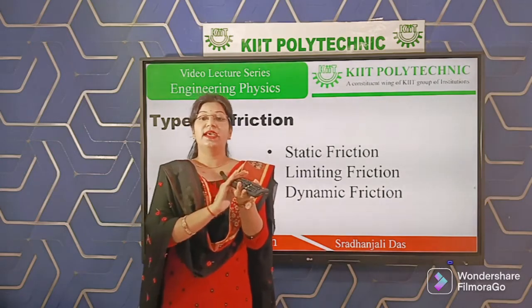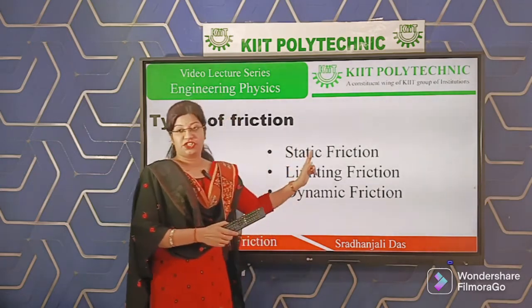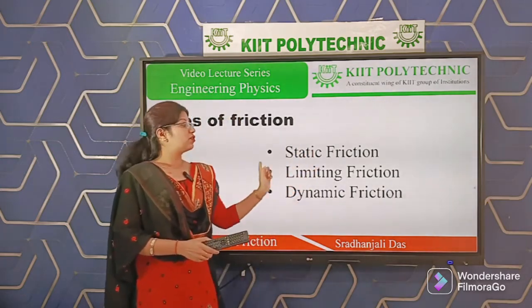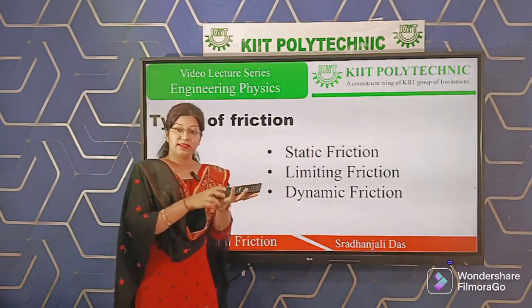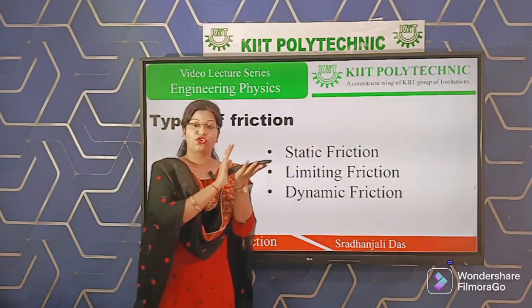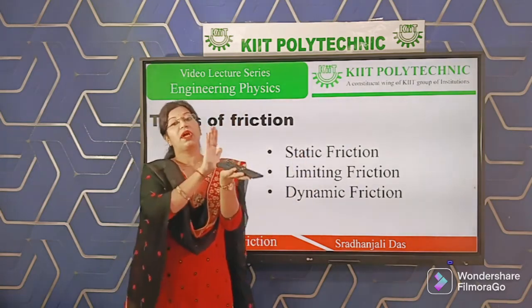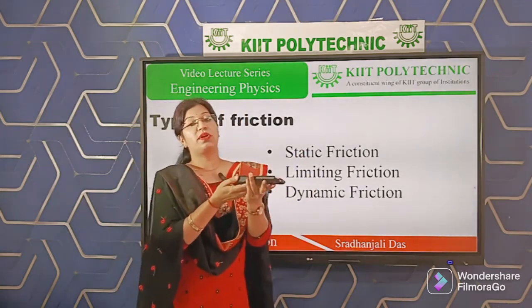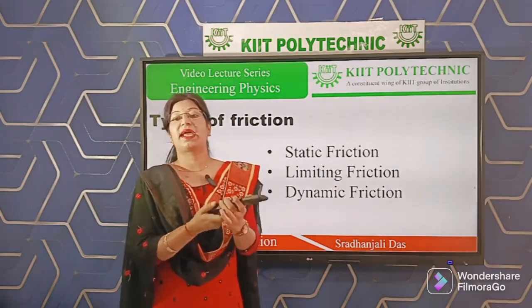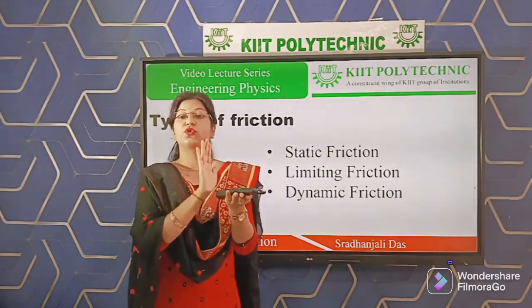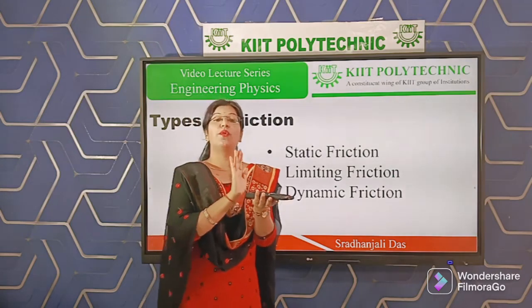That means the body is in a static condition. So this type of friction is known as static friction. Since there is friction but no motion, this is static friction. That means suppose I am applying 1 Newton of force, but the remote exerts a force greater than my applied force. That's why there is no motion.